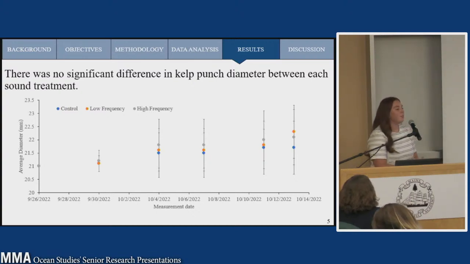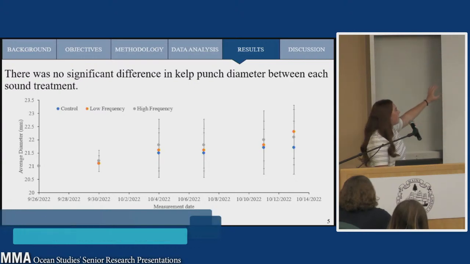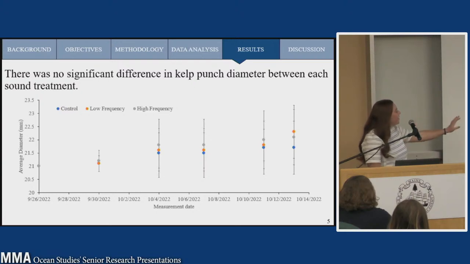So even though my data was non-significant, I still did see trends of growth throughout the study. So here on this graph, on the y-axis, is the average diameter of my kelp punches in millimeters. And that was for each sound treatment group, as you can see in the legend up there. And then on the x-axis is just each measurement date that they were taken. And as you can see, all my punches did grow. And while they were growing, they also started to get some outliers in each group, which then caused my standard deviation to grow as well.